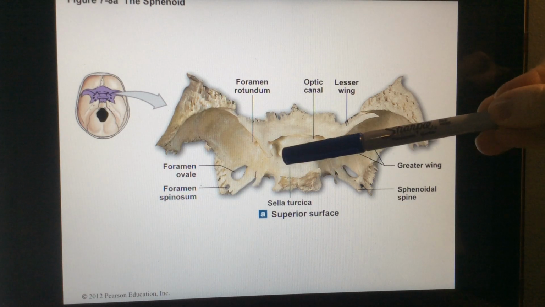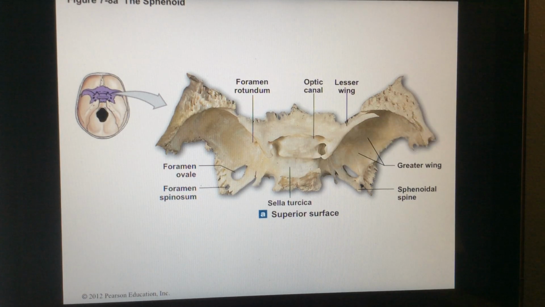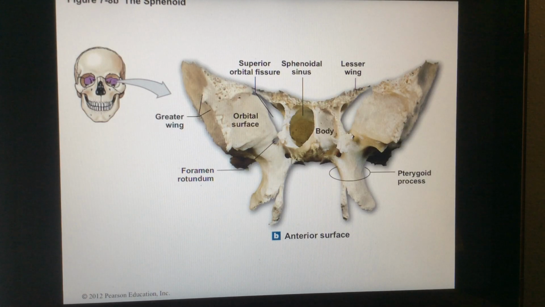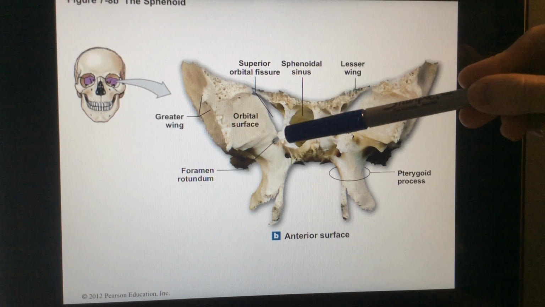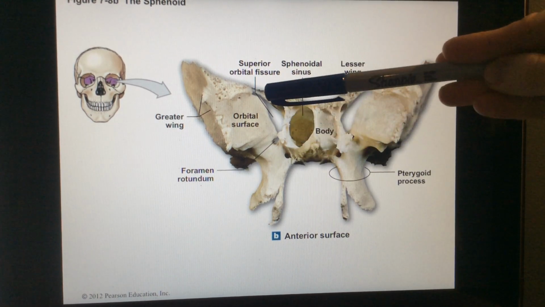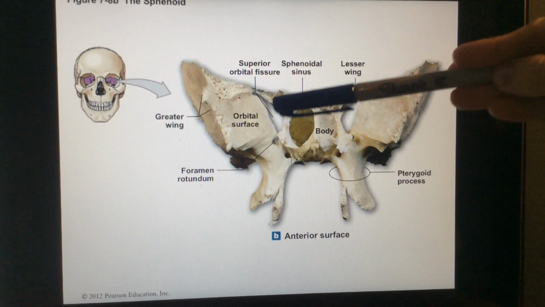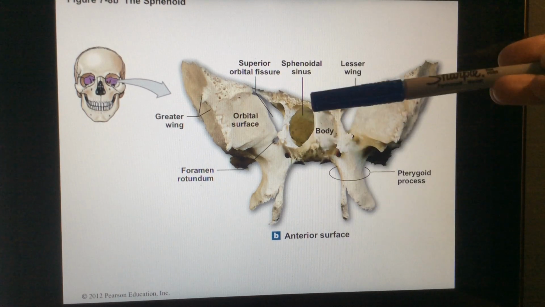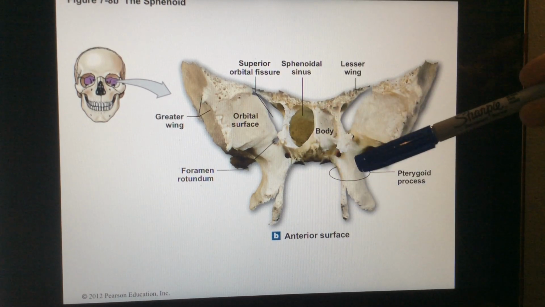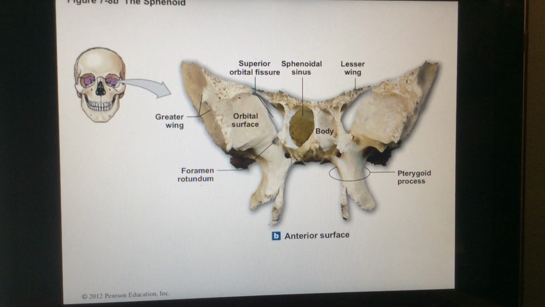Sella turcica here, and inside you'll see the pituitary gland. You'll appreciate the large sphenoidal sinuses, and you can appreciate more of the superior orbital fissure here. So again, hidden by those lesser wings. So this is the anterior view. You'll have these pterygoid processes extended down too. Those are going to be vertical projections that originate on either side, and they're a place to attach muscles of the lower jaw and soft palate.